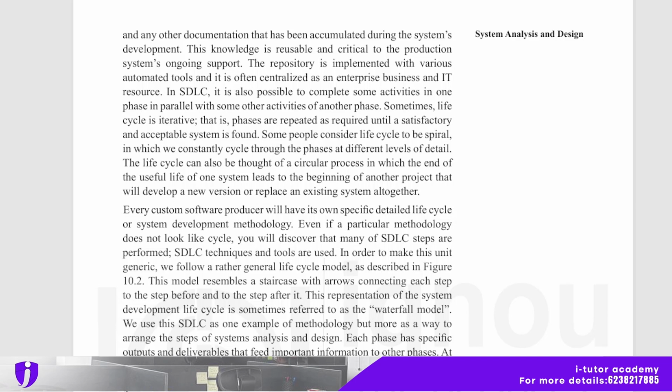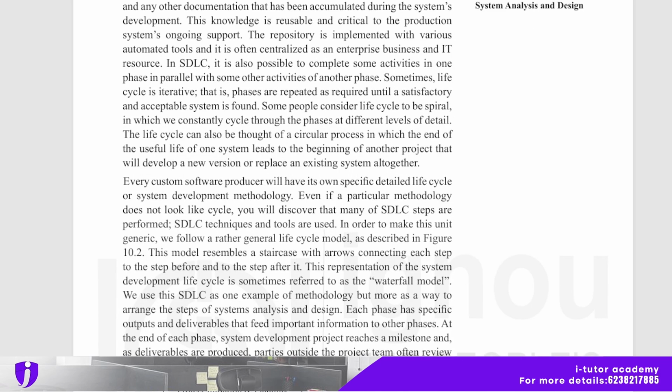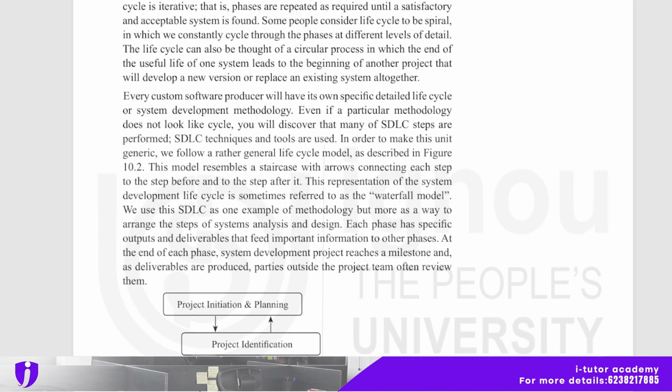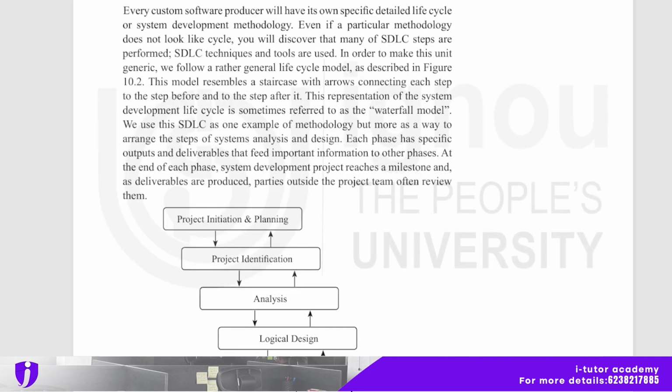of another phase. Sometimes the life cycle is iterative, that is, phases are repeated as required until a satisfactory and acceptable system is found. Some people consider the life cycle to be spiral, in which we constantly cycle through the phases at a different level of detail. The life cycle can also be thought of as a circular process in which the end of the useful life of one system leads to the beginning of another project that will develop a new version or replace an existing system altogether. Every custom software producer will have its own specific detailed life cycle or system development methodology.